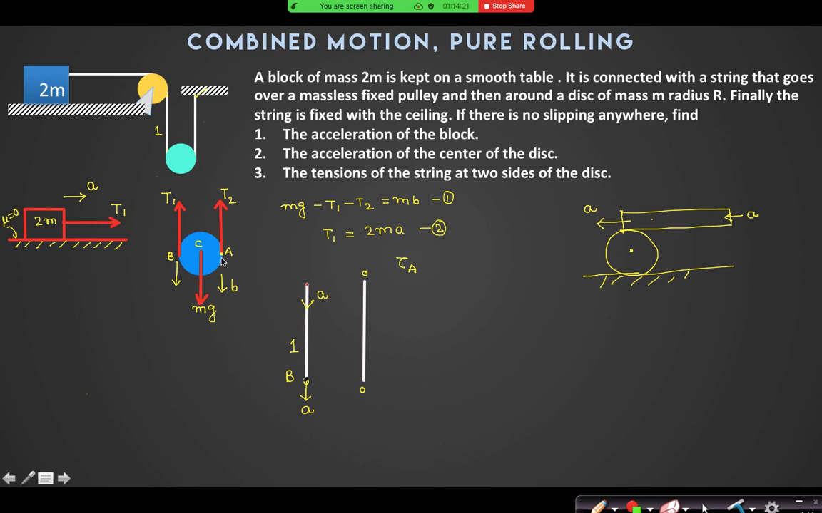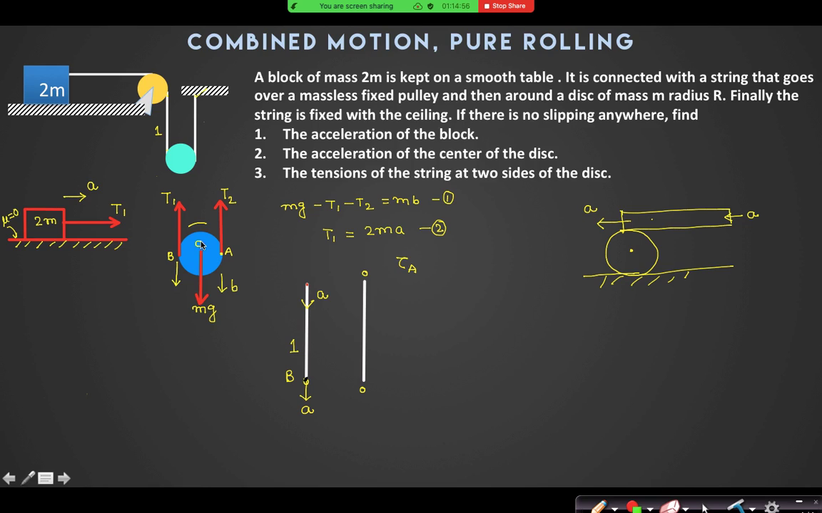Okay, sir. So if I take torque about A, which ones produce torque? mg and T1. Which one will produce larger torque, mg or T1? mg. Can you tell me in which direction alpha is, clockwise or anti-clockwise? Clockwise. Anti-clockwise.